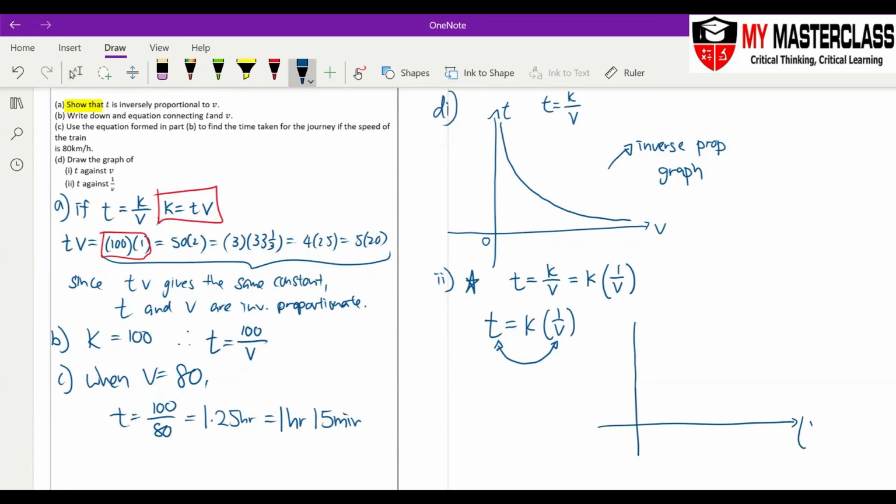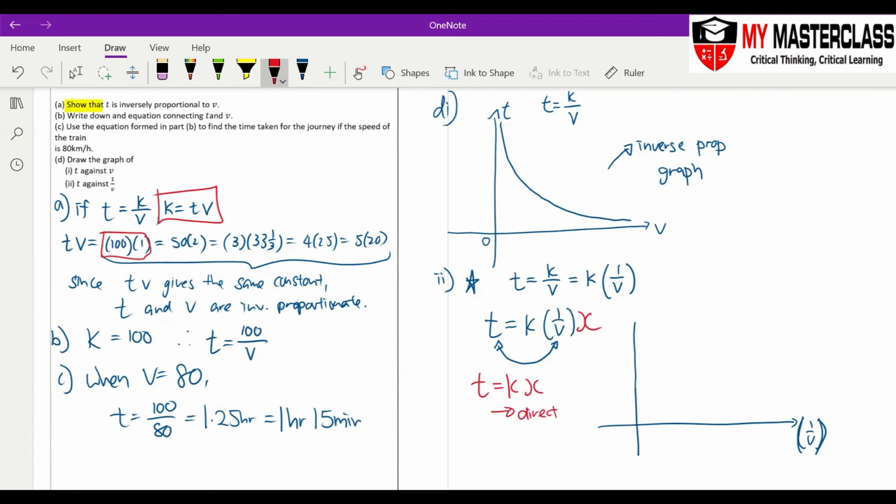So you are plotting 1 over V here. Look at my axis. Okay? Imagine 1 over V as like an X. If this guy is an X here, T equals KX. This one is direct or inverse? Inverse is over. Inverse is over. Inverse is T equals K over X. This is inverse. So this is direct. Understand? This one is direct.